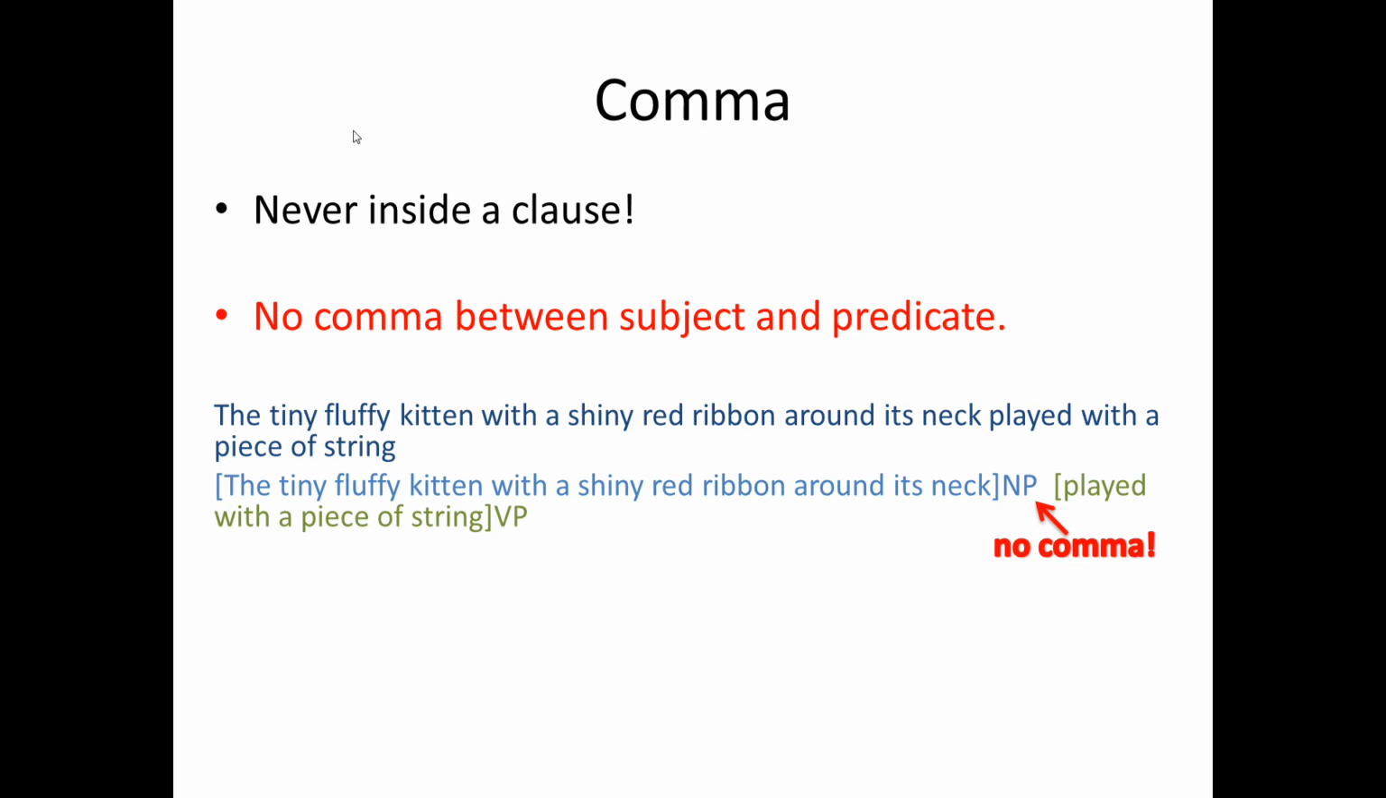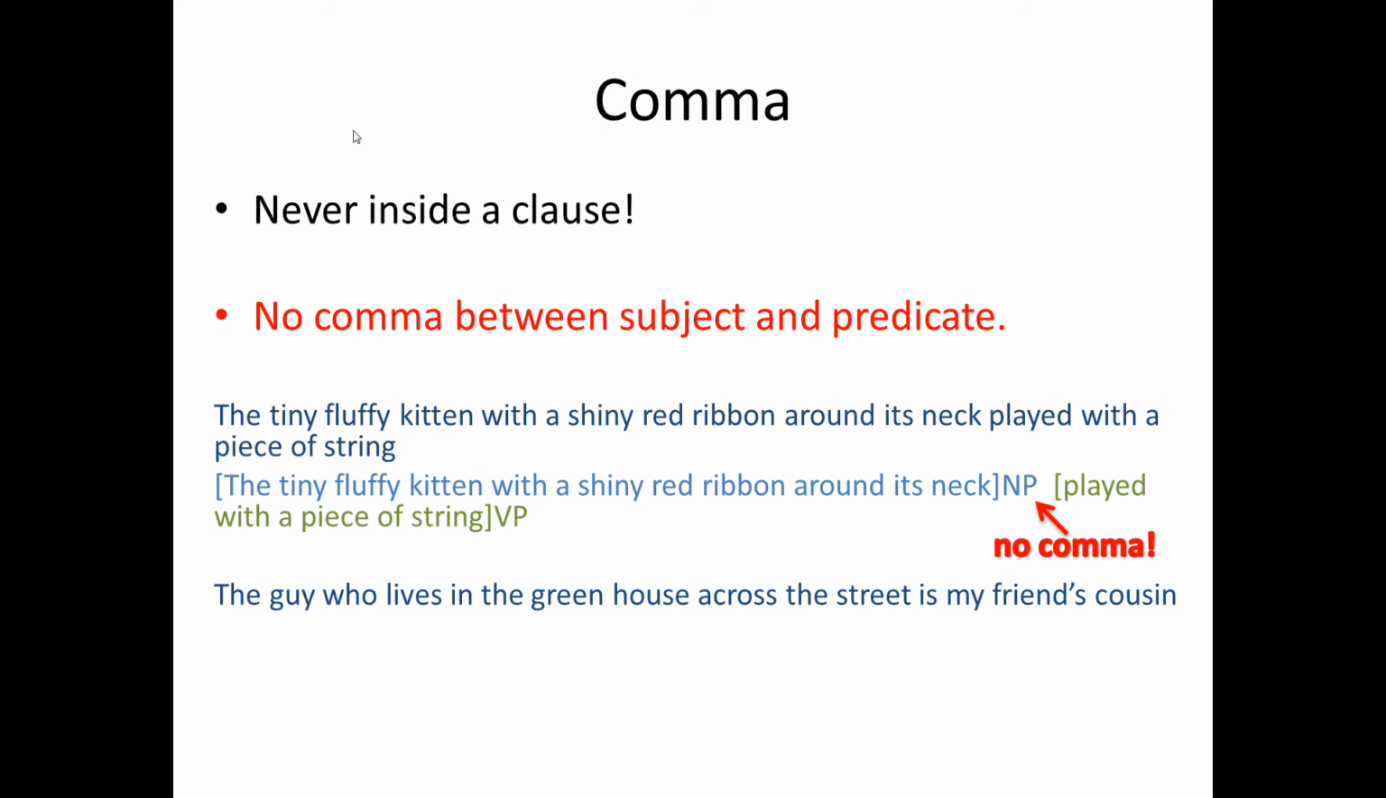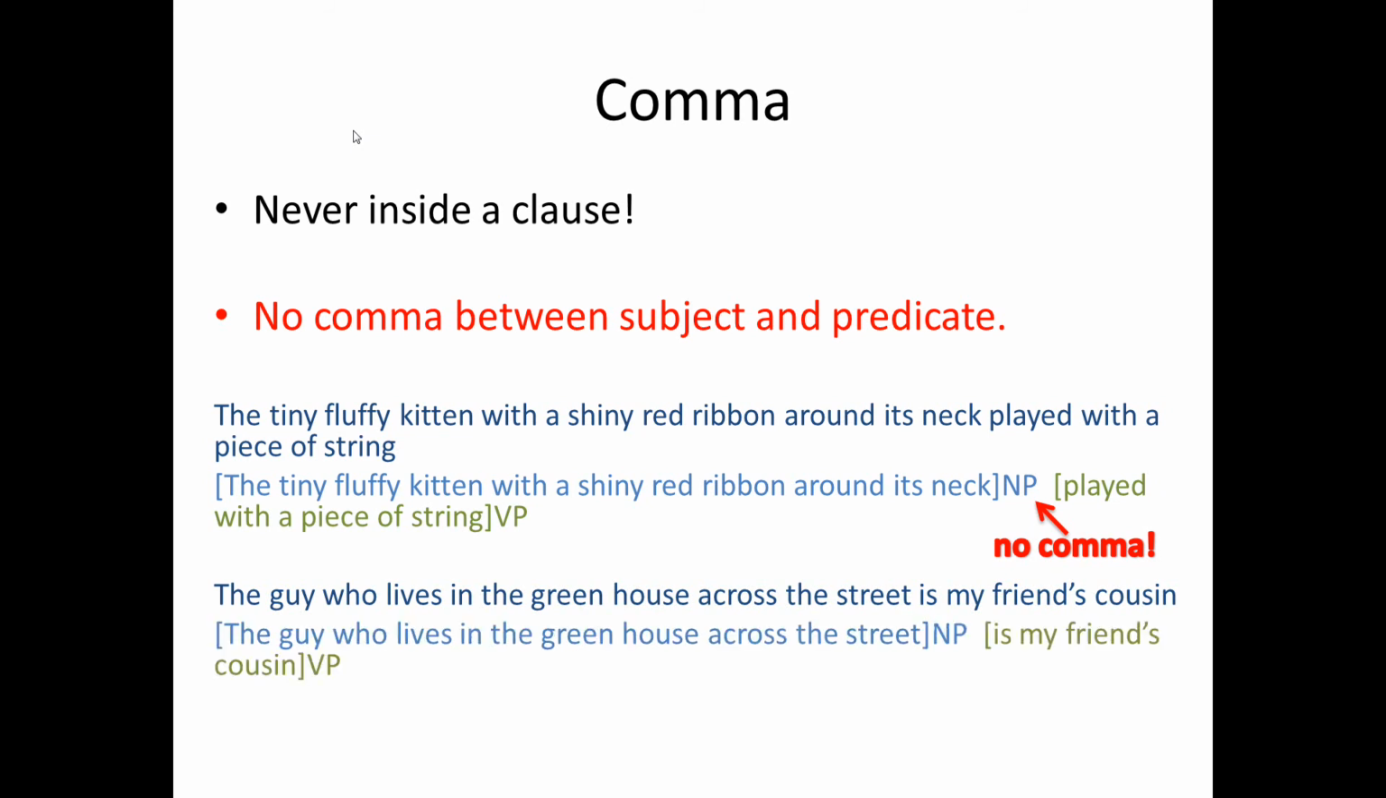The guy who lives in the greenhouse across the street is my friend's cousin. The guy who lives in the greenhouse across the street is the subject noun phrase. Is my friend's cousin is the predicate, and we don't put a comma in between the two parts of the clause.